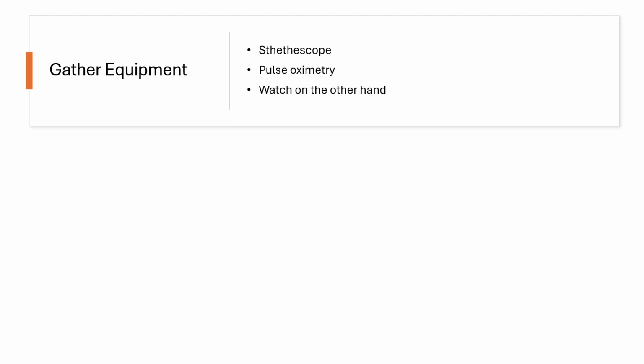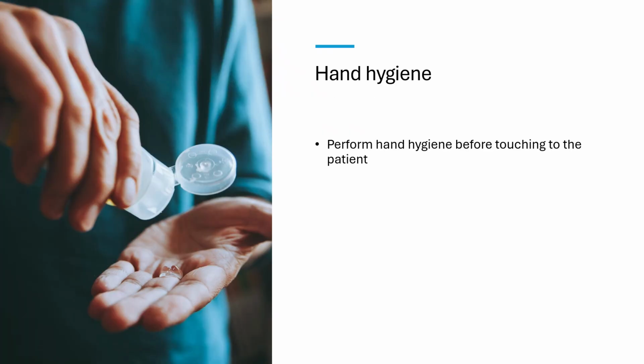Now we need to gather equipment. We need to gather a stethoscope, a pulse oximeter, and a watch. And don't forget the 5 moments of hand hygiene before you start.